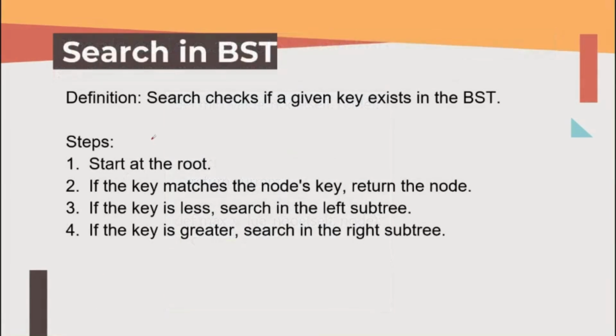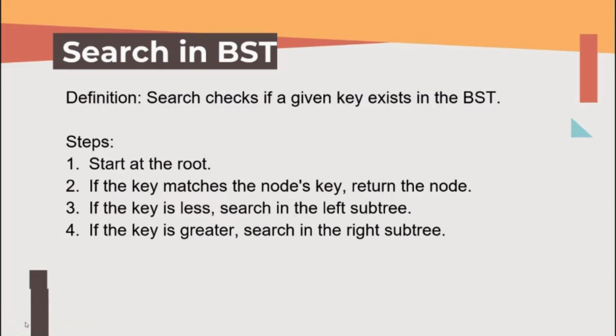Now check how to search in a BST. Searching takes place as follows: if the key matches, it returns that node. If the key doesn't match, it checks whether it is greater than or less than. If it is less than, it will check the left subtree. If it is greater than, it will check the right subtree.